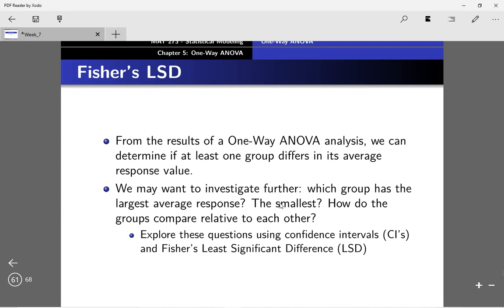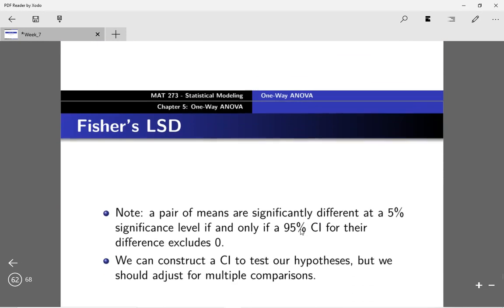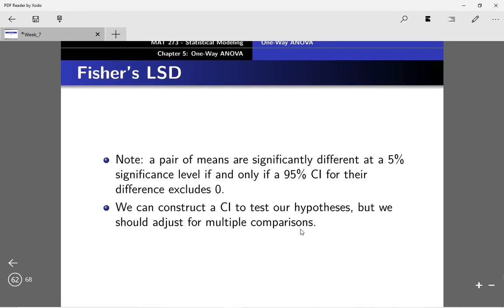Investigating this further, we can use Fisher's LSD, least squares difference, or confidence intervals for the difference in the response values between each group. So for a 95% confidence interval, a pair of group means are only different at the 5% significance level if the confidence interval for their difference excludes 0. Because if 0 is in the confidence interval, then it's a reasonable possibility that the groups are the same, that the difference in their means is 0.